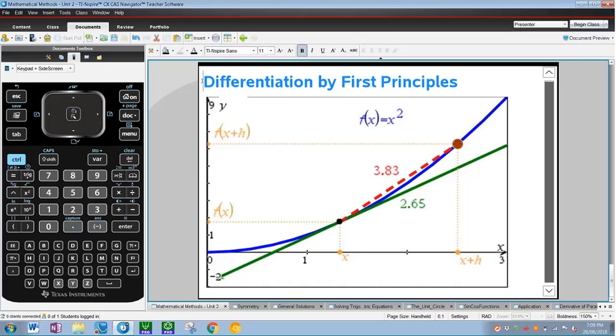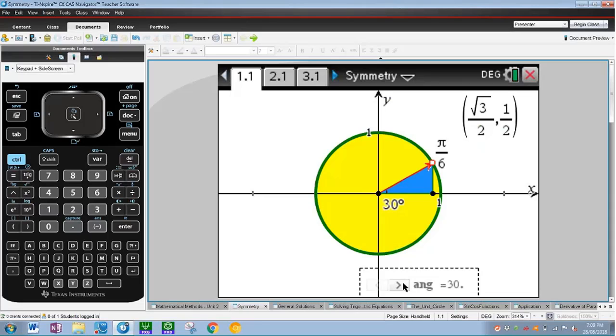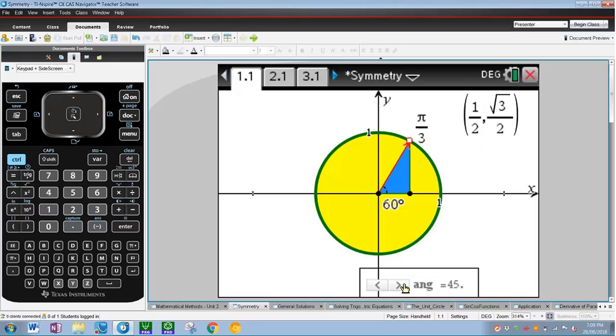Okay, so without further ado, I'm going to get started on some symmetry. So the first thing that we do in trigonometry really is we look at the unit circle and we look at these main angles of 30, 45, and 60. And then we go to the radian equivalents, which for 60 was pi on 3, 45 was pi on 4, and 30 was pi on 6.